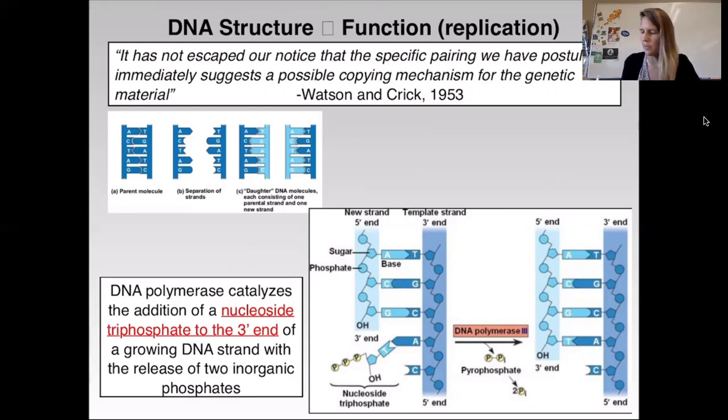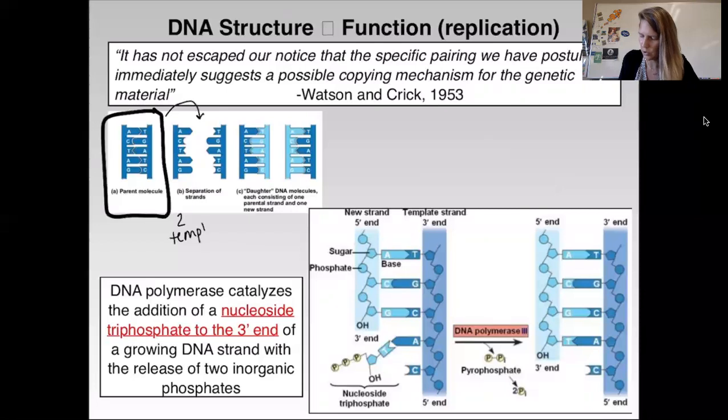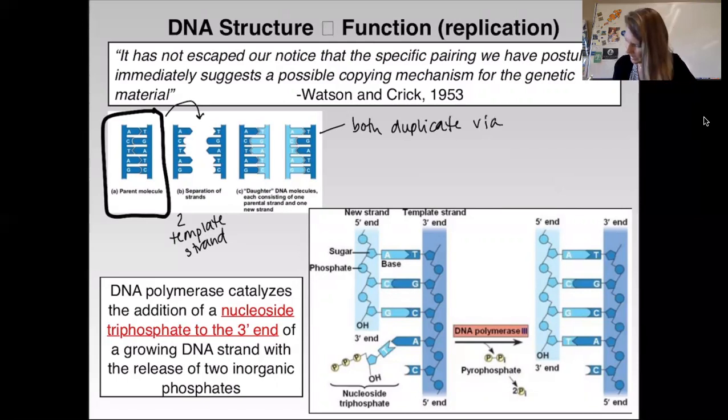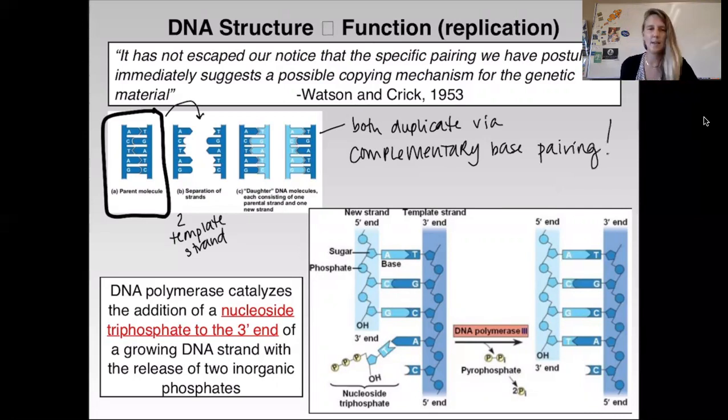All right, so if you look at the parent molecule over here, the mechanism of replication that he is alluding to is that these split, giving you 2 template strands, right? They both make a template for the other. Then they both duplicate or replicate via this one word that you're going to use often, complementary base pairing, right? And this allows us to give you 2 exact copies, right?